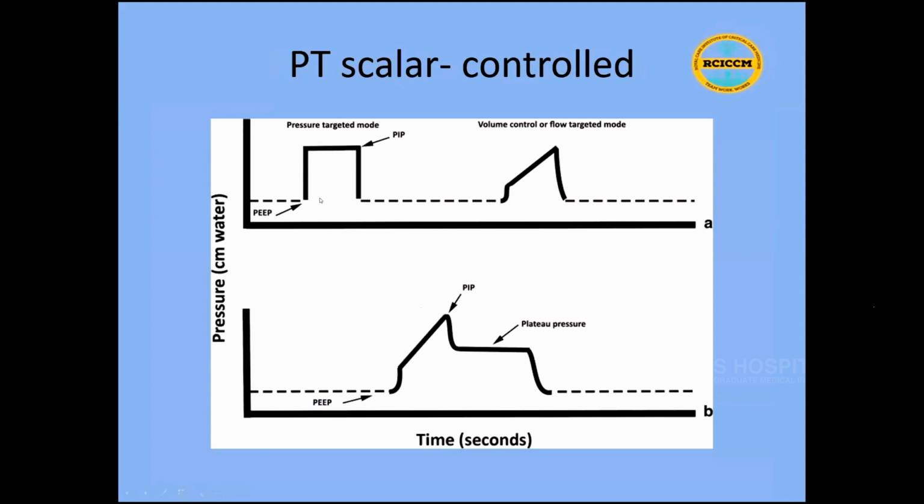Here the time component is added to it. This is a pressure targeted mode where you've got a square wave pattern, and the top one would depict the peak inspiratory pressure. The one next to it would be the pressure waveform in a volume controlled flow targeted mode, where after overcoming the initial airway resistance, there is an increase peaking to the peak inspiratory pressure, and then a drop happens. Whereas the graph below depicts the inspiratory hold, wherein you see different parameters like the peak inspiratory pressure and the plateau pressure as well.